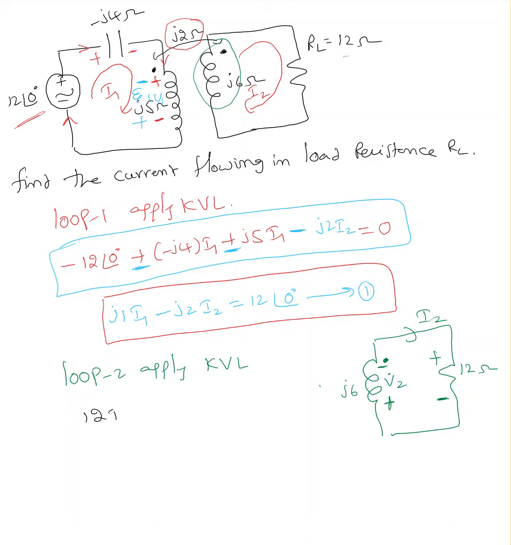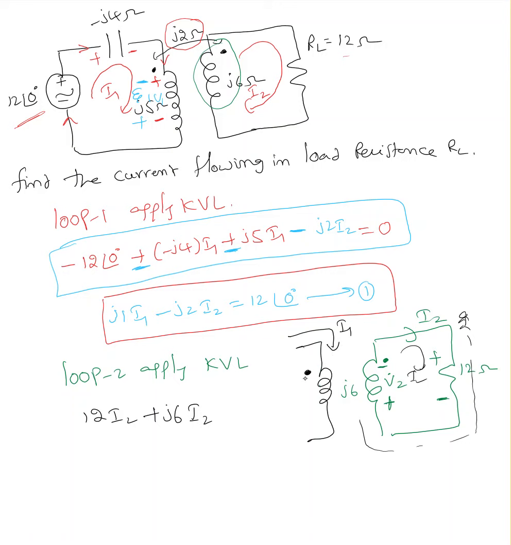So 12 I2, I'm assuming I'm starting from there, walking in the clockwise direction. So this is my I2. So 12 I2, plus J6 I2. With this we're done with the regular KVL equation, but there is a mutual inductance here. So if you look at coil 1, all we care for is the current flowing in coil 1 and the dots. The current flowing in coil 1 is entering the dot, because the dot is at the entrance of the inductor. That's what I meant. Current is entering the dot, so the dotted terminal must be plus.